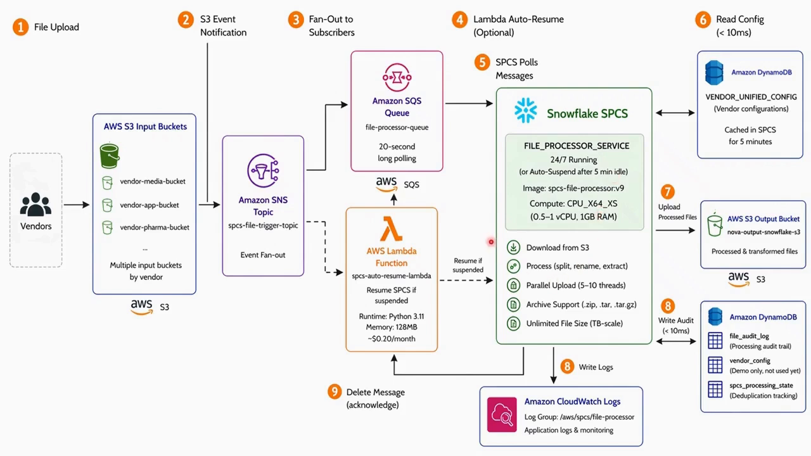Next step is the actual data processing which happens inside SPCS. Files are downloaded from S3, processed including splitting large files, renaming, extracting archives, then uploaded back to the output S3 bucket. The system supports parallel uploads, streaming for large files, TB scale processing. For example, a 100 MB file is processed under 10 seconds.